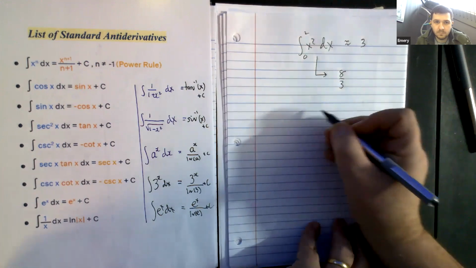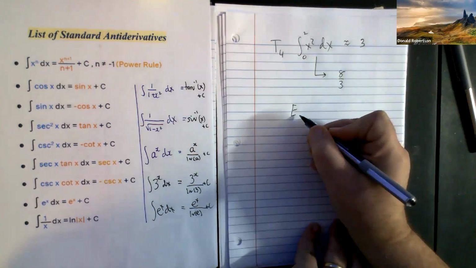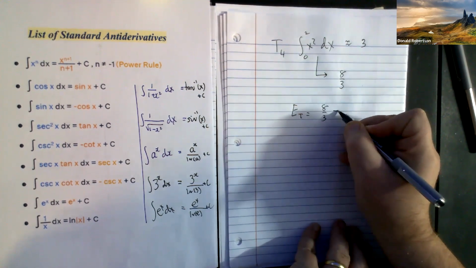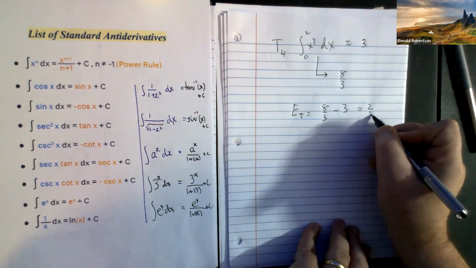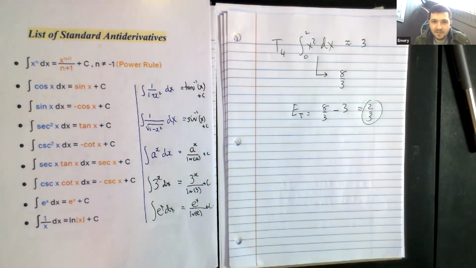Then, let's say we did it using trapezium 4, the error in the trapezium is the real value take away the estimated. So in this case, the error would be 2/3. And that's the whole thing. That makes a lot more sense.